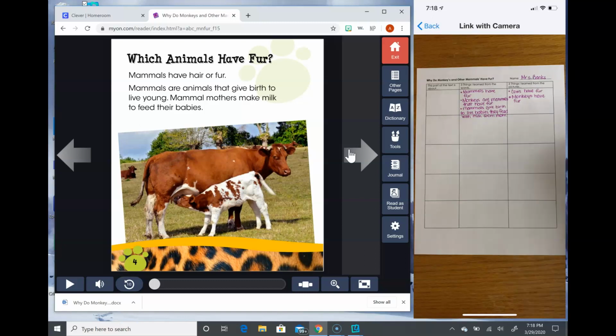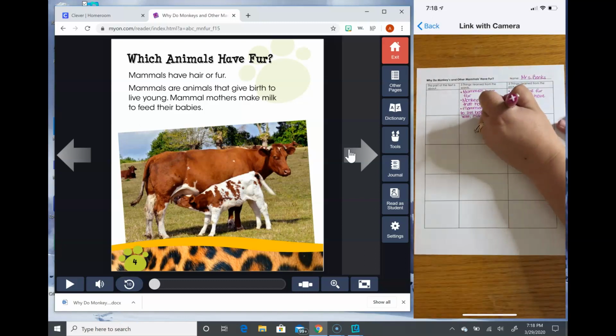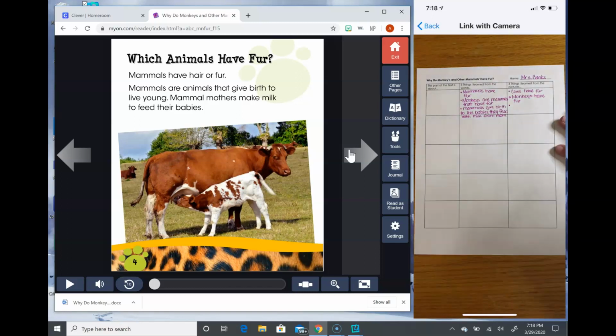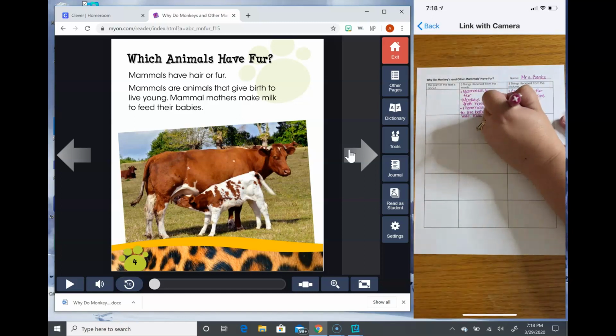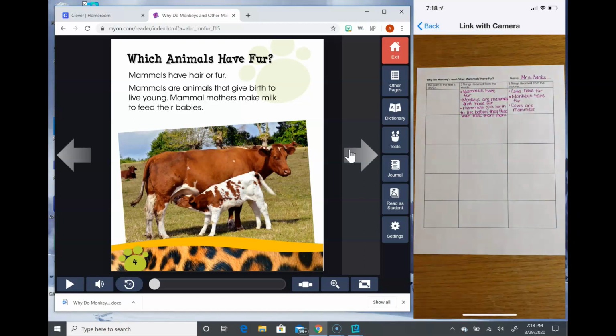You know what? If I really think about it, I could say that I got that from the picture because I used the details from the text to put together what I was seeing in the picture to come up with cows are mammals. I think that made me a really good reading detective. Hopefully you think so too.